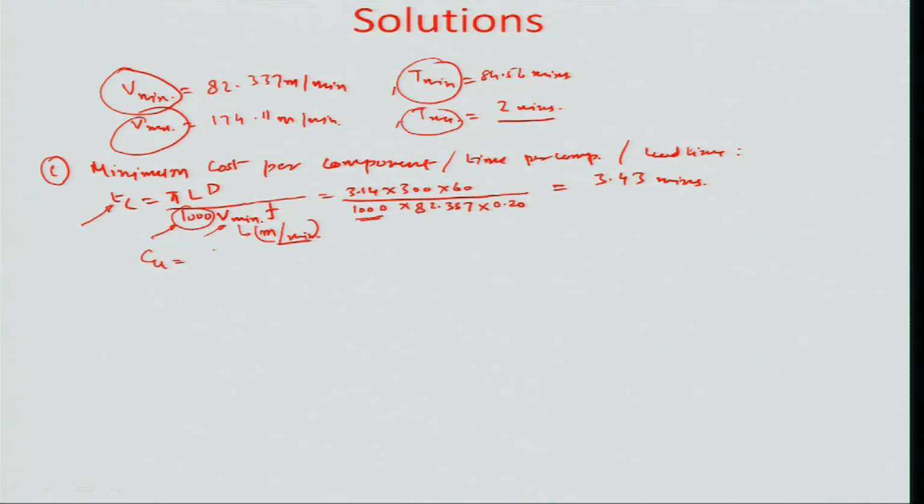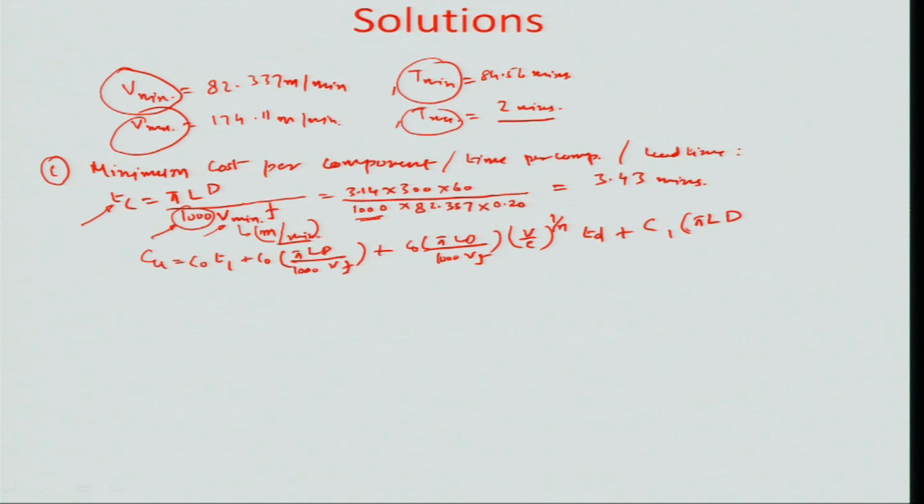So let us talk about the cost first. So Cu, the cost per component in this case, is actually equal to, if you look into the Cu equation earlier which we had done for calculating the minimum cost, we had a variety of things here which included C0 T1 plus C0 times pi LD by 1000 Vf, remember that is how we derived the cost model, plus C0 times pi LD divided by 1000 Vf times (V by C) to the power 1 by n times TD plus C1 times pi LD divided by 1000 Vf times (V by C) to the power 1 by n.